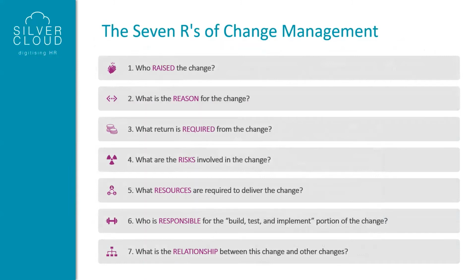Are there risks involved in what you're trying to change? Will you need resources to implement your new system? Who will be responsible to build it, test it and implement it? Because resources will be required. And what is the relationship between this change and any other changes that the organisation may be going through? You won't be able to do it alone. Make sure you include different parts of the organisation to ensure there are no gaps when you're implementing your change.